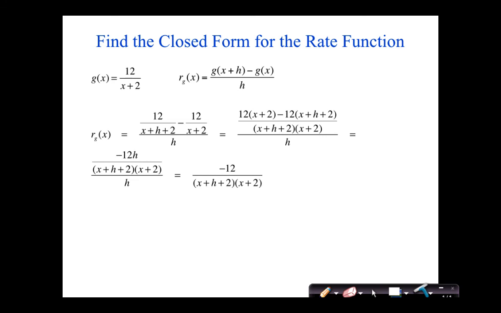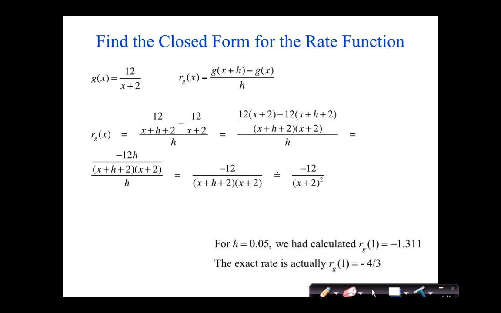And looking at this, I can imagine what this is turning into if h is essentially 0. The numerator is negative 12, and the denominator is almost the same thing twice. It's almost x plus 2 squared. So that's what I'm going to call this. As h becomes essentially 0, then this becomes negative 12 over x plus 2 squared. The closer h becomes to 0, the closer this rate of change function gets to be this right here.